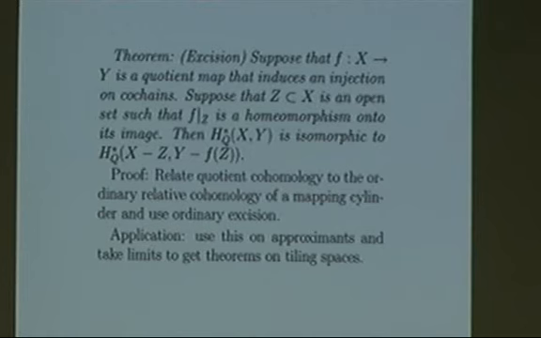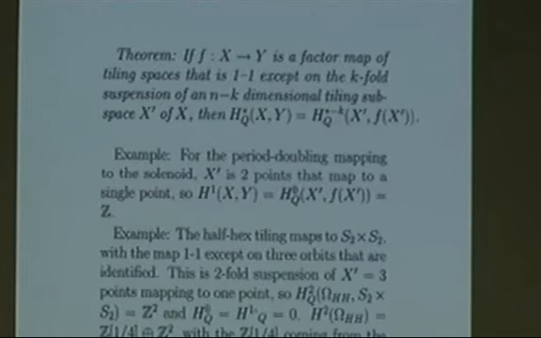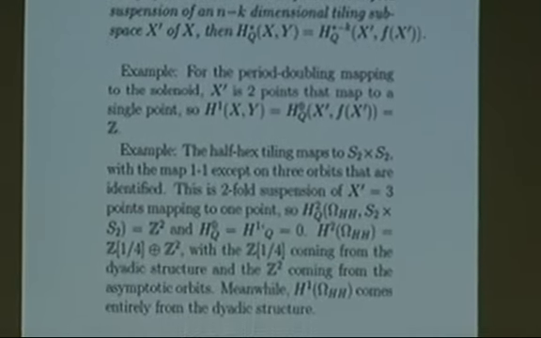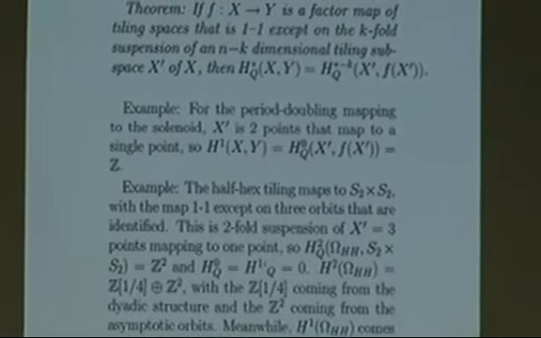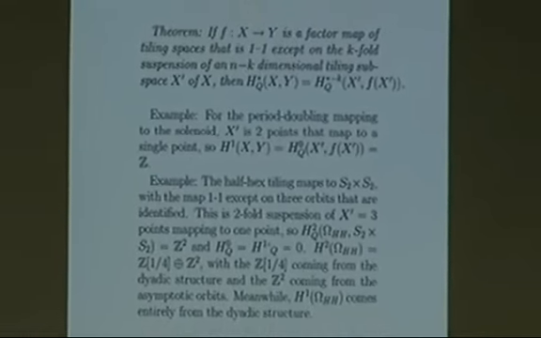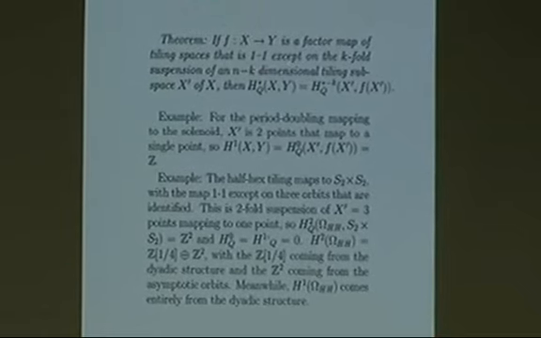And using that, let's go to the next slide. You can prove the theorem that allows you to do things like the period doubling example. So we've got a factor map of tiling spaces, and let's suppose that the map is one-to-one everywhere except what I call this k-fold suspension of a lower dimensional tiling space. So in the case of the solenoid, the lower dimensional tiling space was just 2 points. That's a zero-dimensional tiling space, and that got mapped to 1 point.